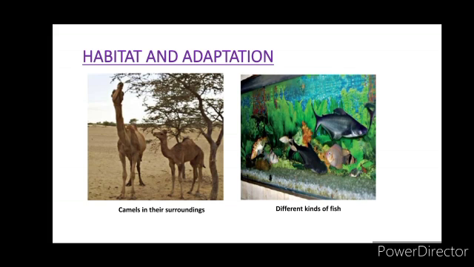Let us look at two very different kinds of organisms from the desert and the sea, a camel and a fish. First, look at the camel. The body structure of a camel helps it to survive in desert conditions.